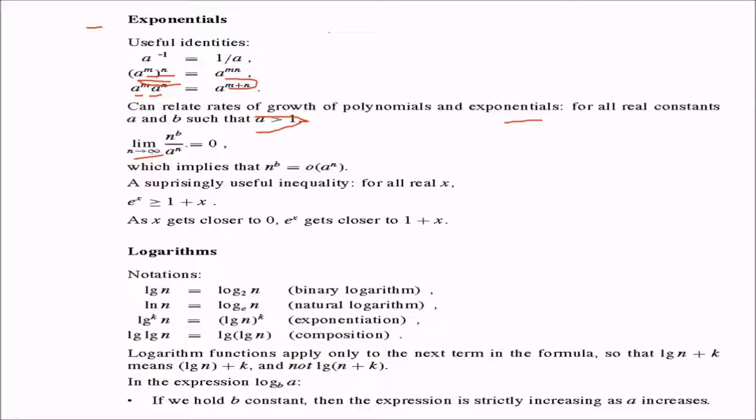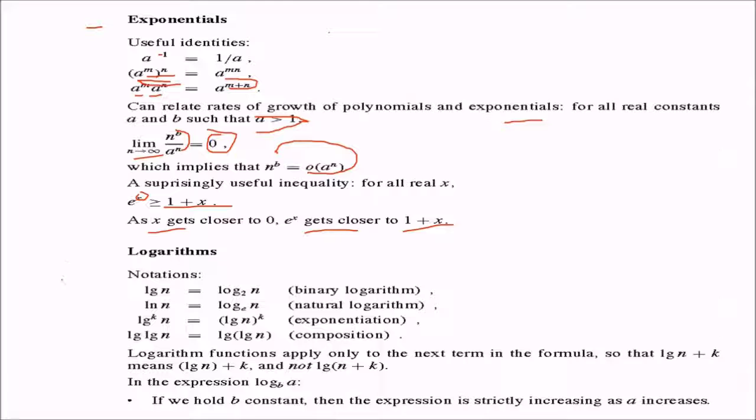For limit n tends to infinity, it will tend to 0, which actually implies n^b is order of a^n. n^b is order of n only. We also have e to the power x, which is always greater than or equal to 1 plus x, because if x gets closer to 0, e to the power 0 will only be 1. e to the power x will become 1 plus x.